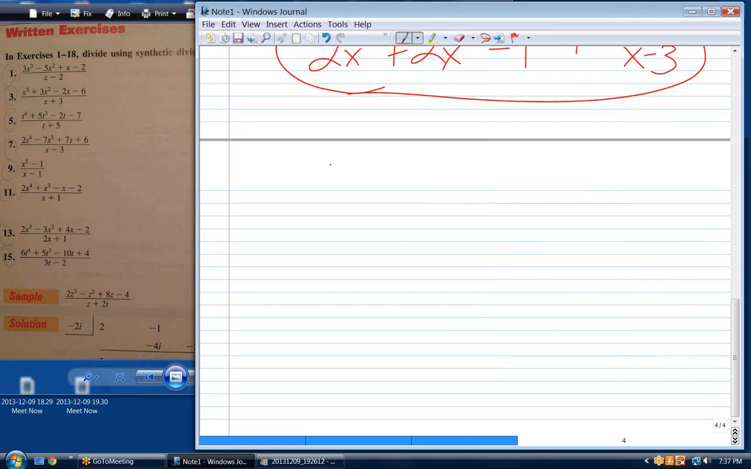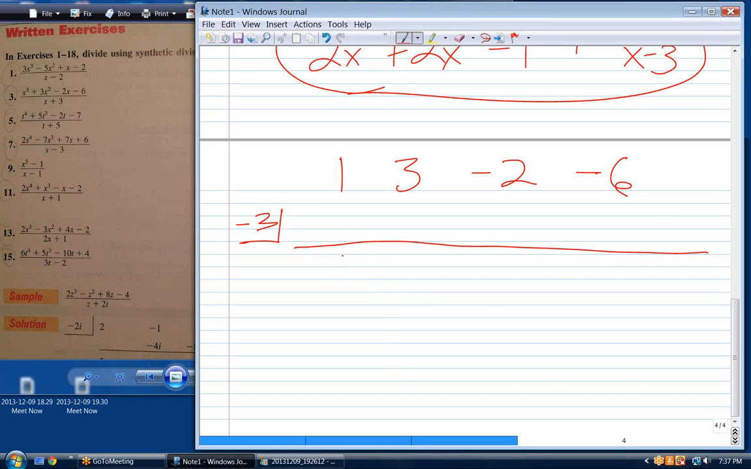Alright, number 3, we have 1, 3, -2, and -6. And then in the little box is -3. And you drag the 1 down, and then it's -3, so it goes 0, and then 0, so -2, and then 6, and then 0. I got a 0.